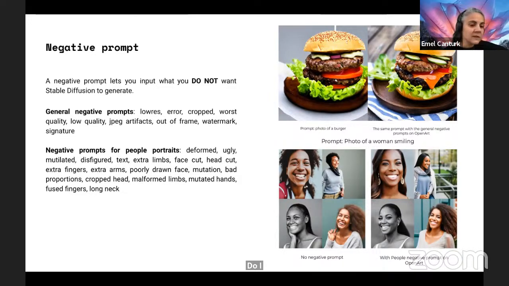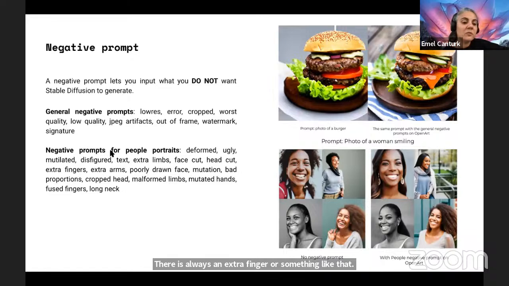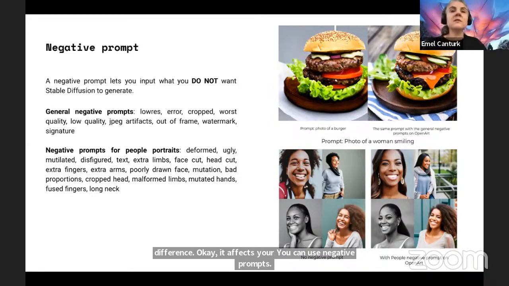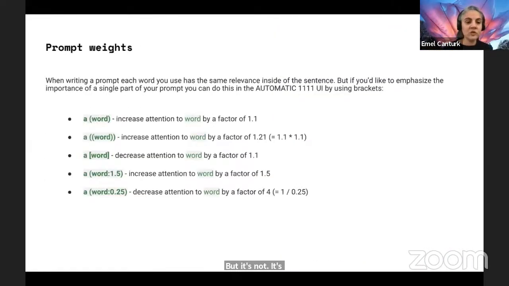thing that all these generative AI tools have some problems with making hands. There is always an extra finger or something like that. So, for example, look, they found that negative prompts for people portraits, like writing extra fingers, could be good. And here you can see the difference. Okay, it affects your prompt. So you can use negative prompts, but it's not always necessary, but you can try.